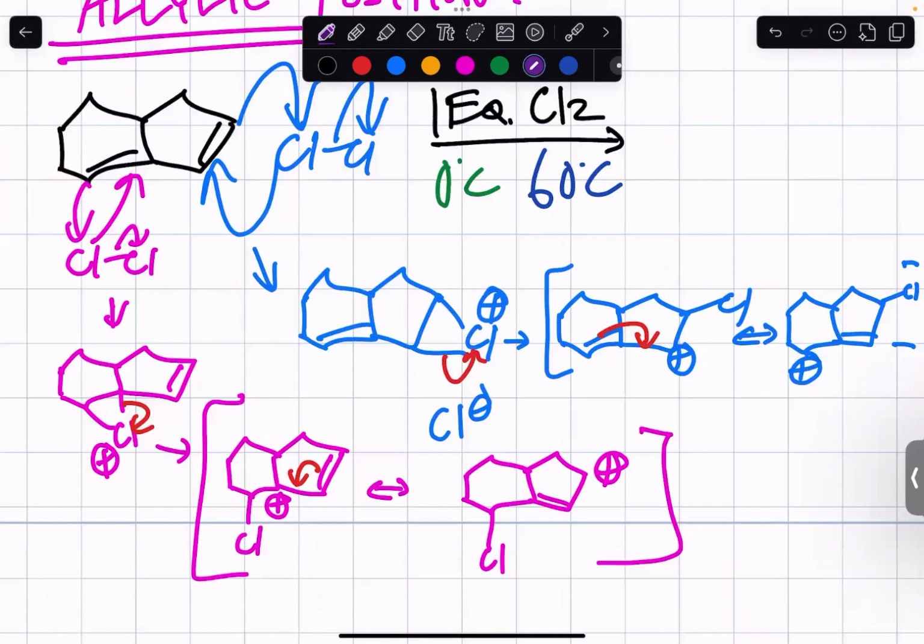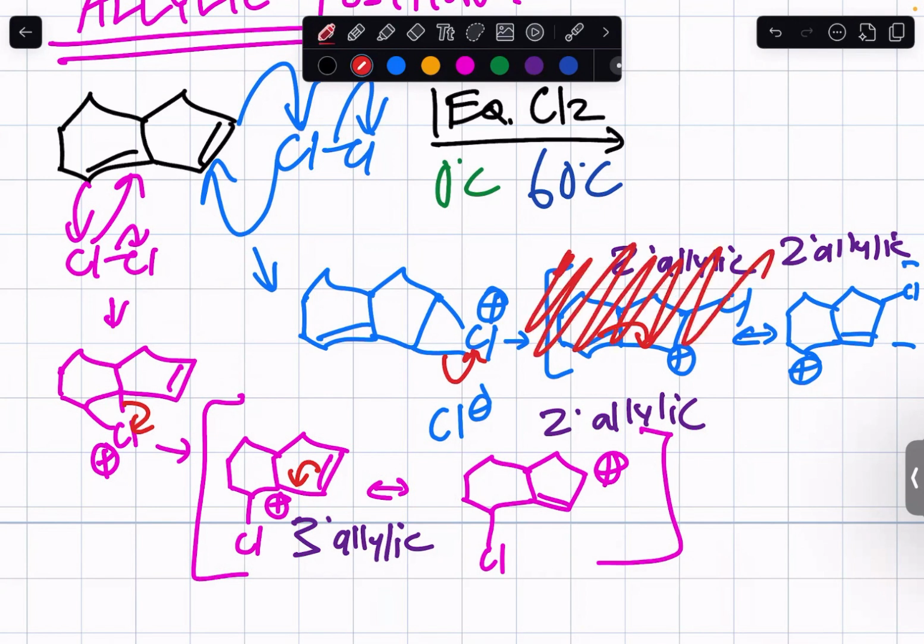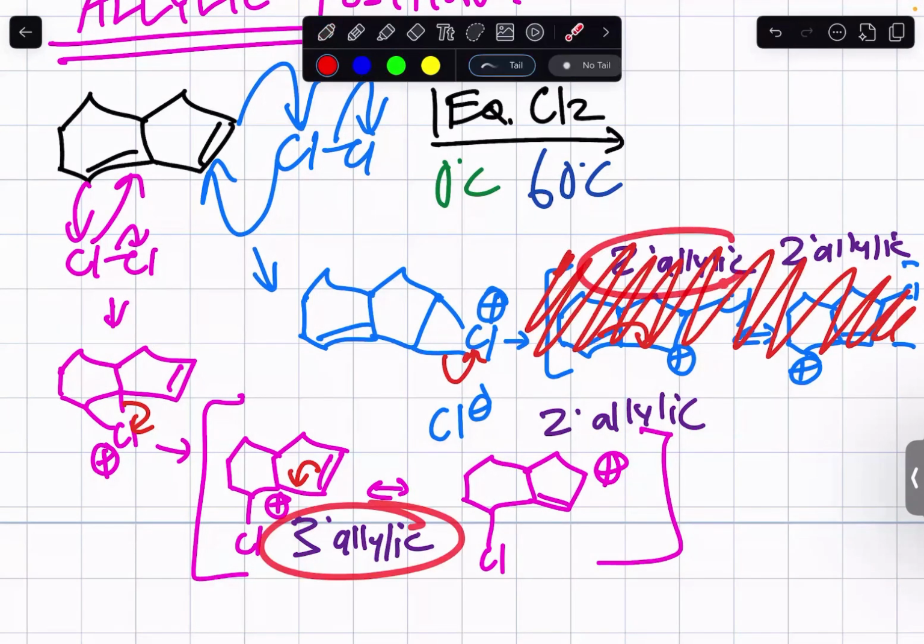Let's analyze our carbocations. This is a secondary allylic carbocation. This is a secondary allylic carbocation. This is a secondary allylic carbocation. And this is a tertiary allylic carbocation. Which resonance set do you guys want to pick and choose to keep? Yeah, the second one, bottom one, pink one. Yes, get rid of this top one, blue one, because tertiary allylic beats secondary allylic.